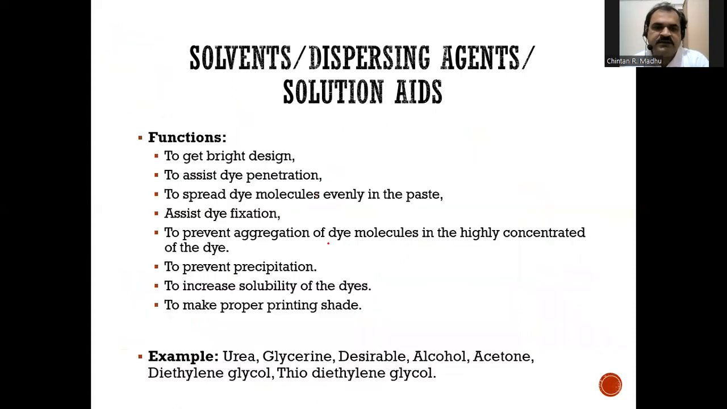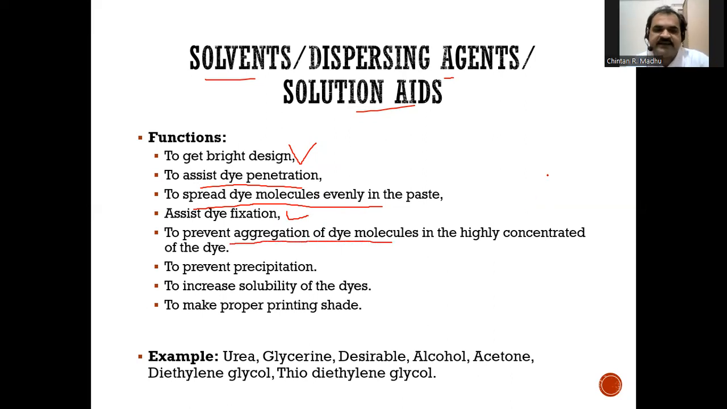Okay, so these are the functions of your solvents, dispersing agents or solution aids to get a bright design. To assist dye penetration, which we have seen forms a micelle and dissolves in the fabric surface. To spread dye molecules evenly in the paste, which is ultimately dispersion. As a disperse dye, we want to disperse our dye over the whole area. To assist dye fixation, which is again the dissolution of your dye in the fabric surface. To prevent aggregation of dye molecules.